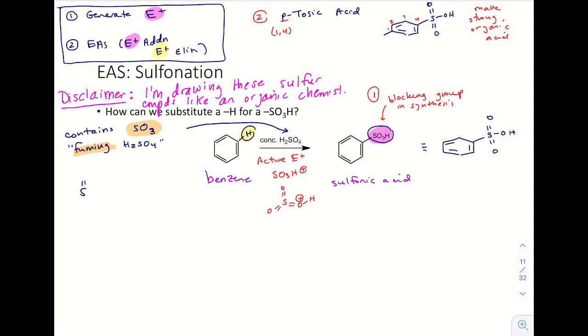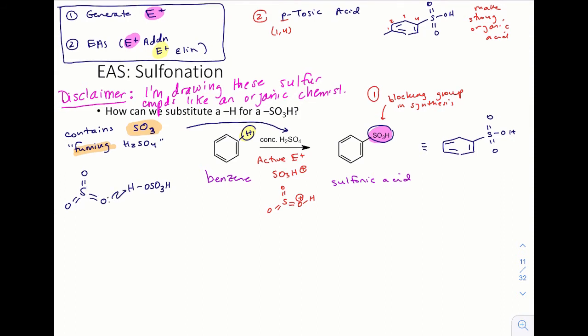Some of that sulfur trioxide, which again I'm going to draw like this because it's the easiest way to do it, really these are probably single bonds. I'm not going to talk about that anymore. So I'm going to show sulfuric acid protonating the sulfur trioxide that is in solution. And the reason I'm showing that is because that's the active electrophile.